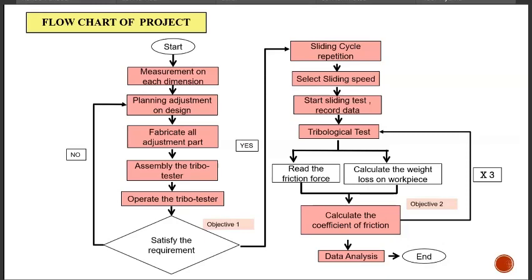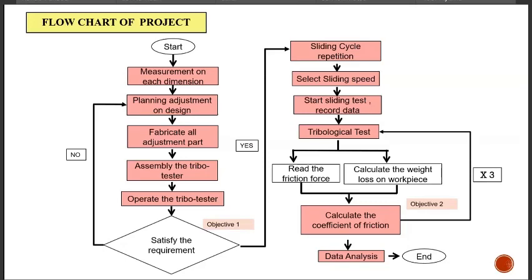At the same time we also do the tribological test to test the friction force, and we can know the friction force by reading the strain amplifier and then calculating the weight loss on the workpiece to see how much difference there is in mass. After that, we collect this data and, using the friction force that we get and the normal loading force, we can calculate the coefficient of friction.